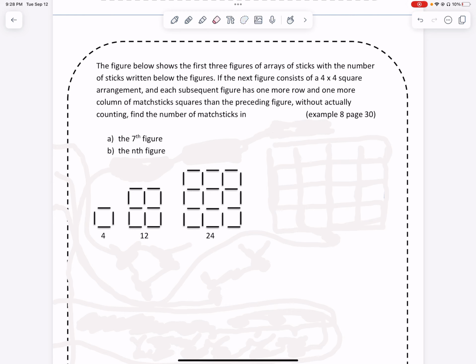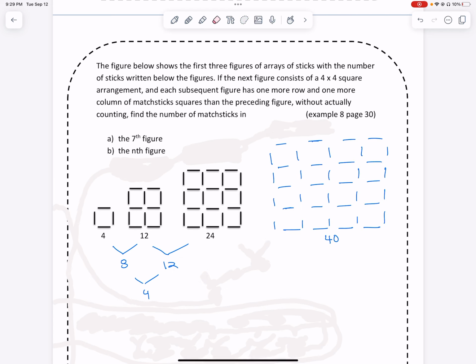All right. So first thing I'm going to do is try and figure out if I have a difference. 4 to 12, that's going to give me 8. 12 to 24, the difference is 12. So this is not exactly the same. So I'm going to have to go to my second difference, and I have 4. Well, I don't know if the next one is 4 because I don't have enough information, right? So I'm going to draw the next figure.